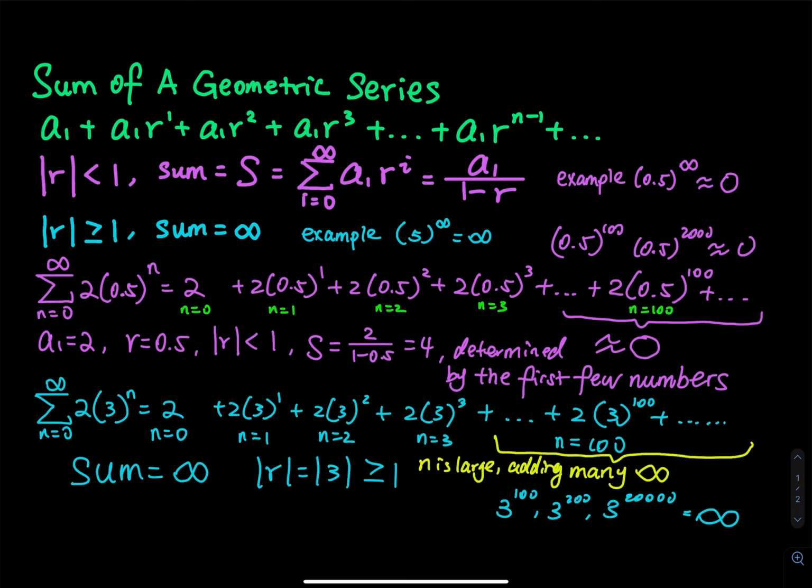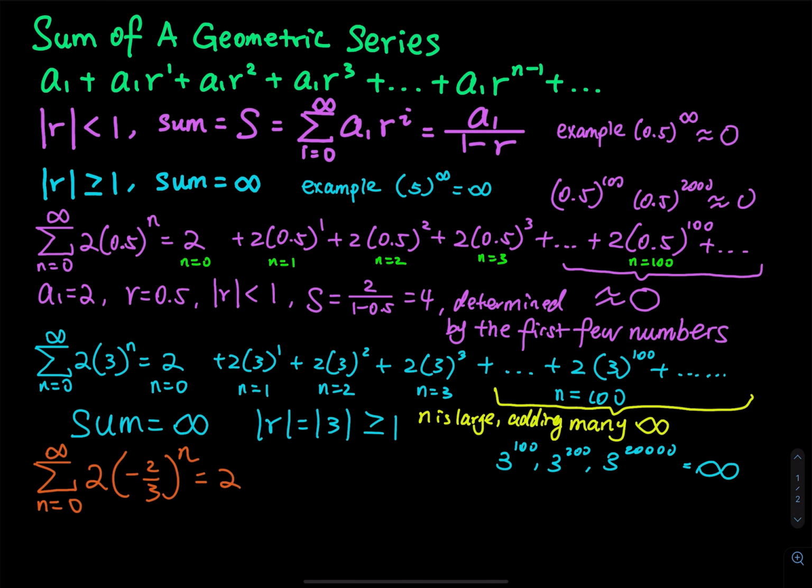Okay, let's do a couple more exercises. The next exercise that I would like to do is, I am going to give you a series. This is a summation, n equals 0 to infinity, so we are adding up infinitely many numbers, of 2 times negative 2 over 3 raised to the nth power. So what happens when n is 0?